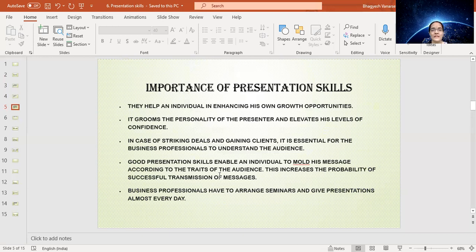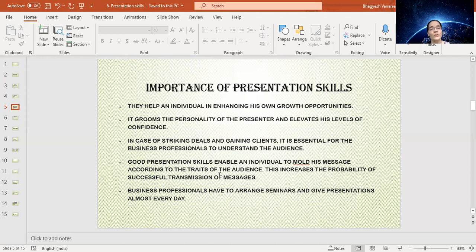In case of striking deals, where there are client discussions, it is an essential part for a business professional to understand the audience. For example, if I am a marketing professional and I am into proper sales, if it is a retail kind of industry, FMCG industry, I should understand whether I'm addressing retailers in a rural area, suburban area or urban area. Based on this particular aspect, I'm going to address them.